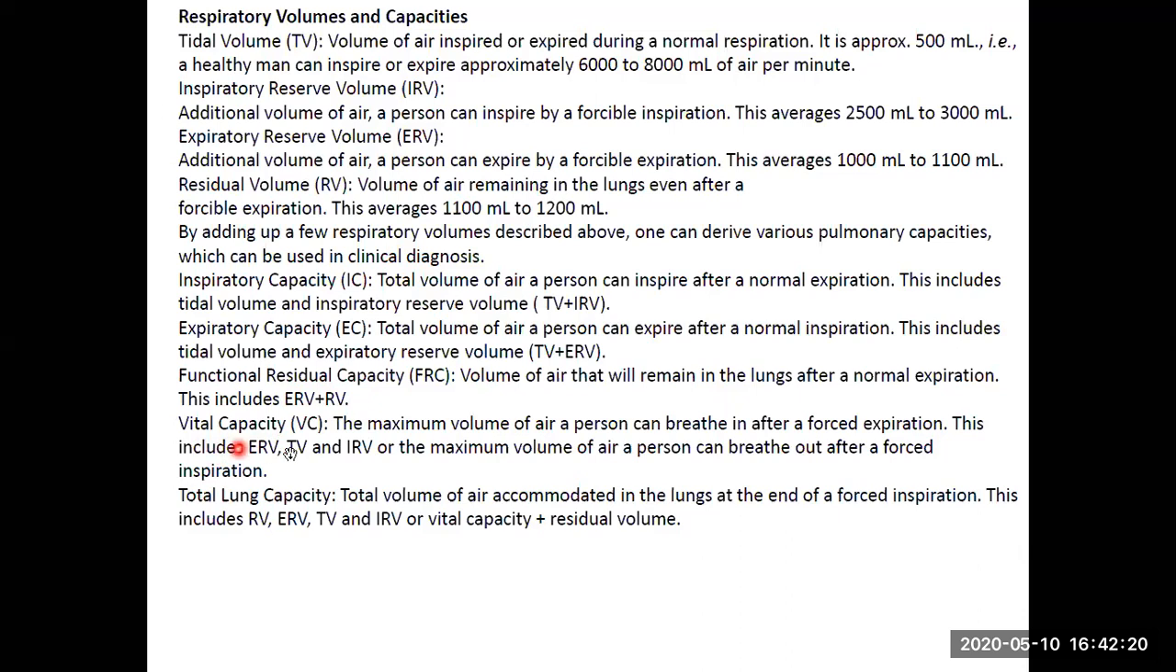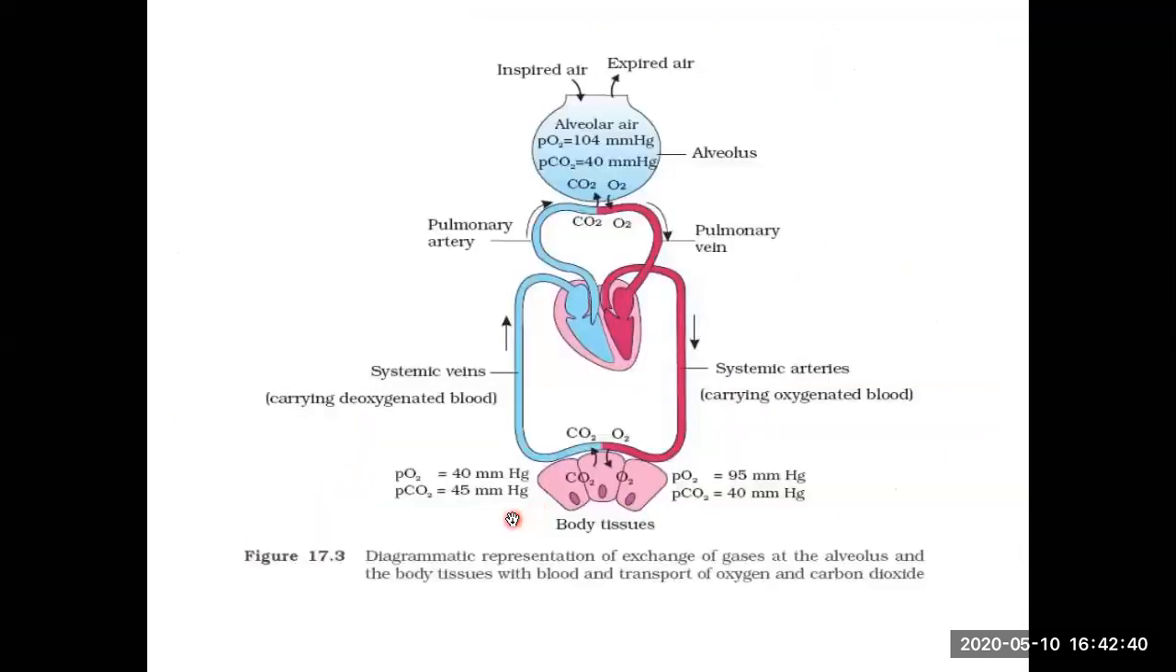Now, vital capacity is the maximum volume of air that a person can breathe after a forced expiration. So it includes all three: TV, IRV and ERV. And if we add the remaining volume, that is residual volume, to this, we get the total lung capacity. So you have to learn the formulas to calculate the capacities.